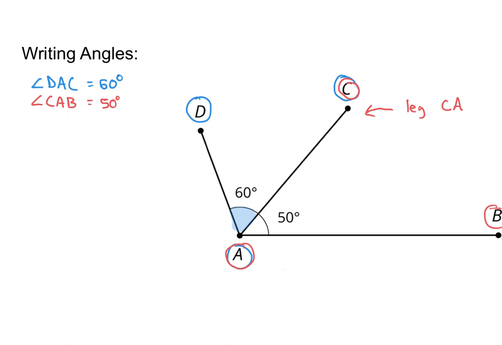Also, when we're writing angles, angle CAB is actually the same as if we wrote it backwards. So we could also call it BAC. That is also a 50-degree angle. These are the same angle.